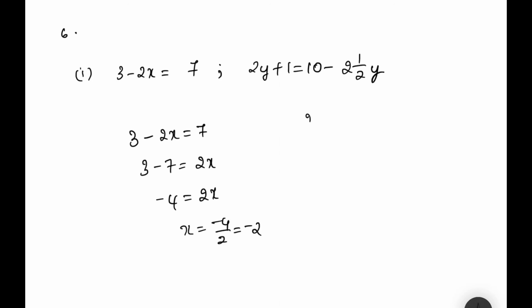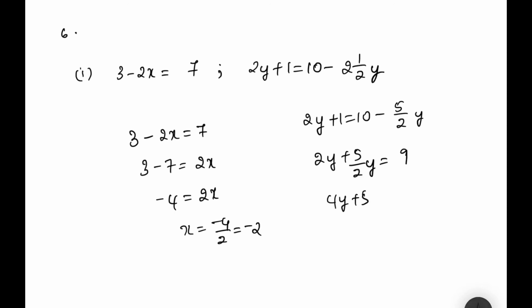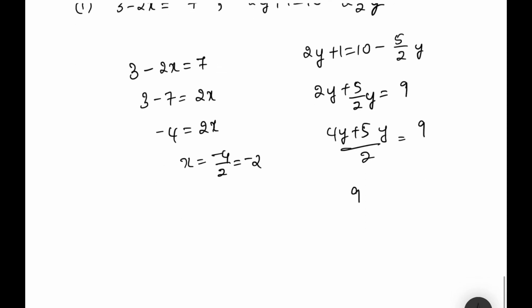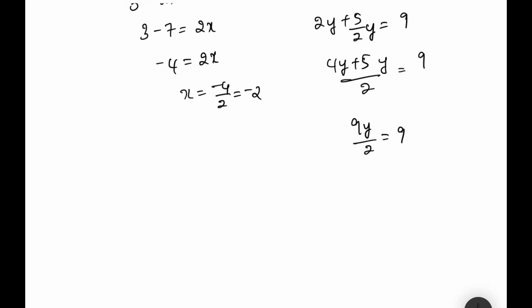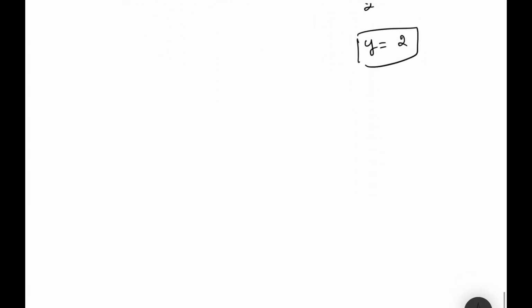Similarly, 2y plus 1 equal to 10 minus 2 1 by 2y, where 2 1 by 2 can be written as 5 by 2, so 5 by 2y. 2y plus 5 by 2y equal to 9. So 4y plus 5y by 2 equal to 9, you get 9y by 2 equal to 9. So I can clearly get y is equal to 2. Value of y will be equal to 2 and x is equal to minus 2. So you got the solution for abscissa and the ordinate.